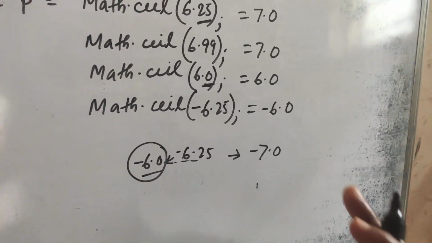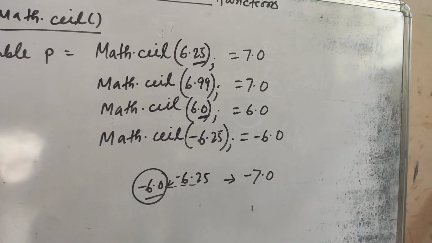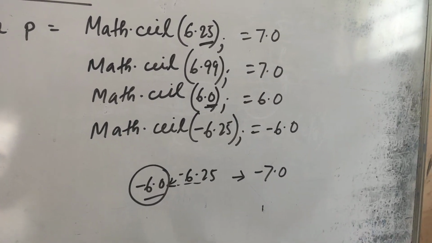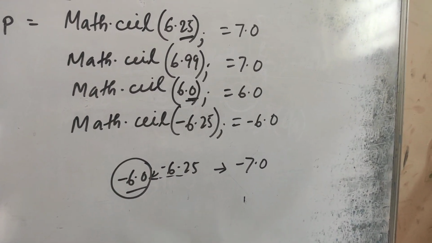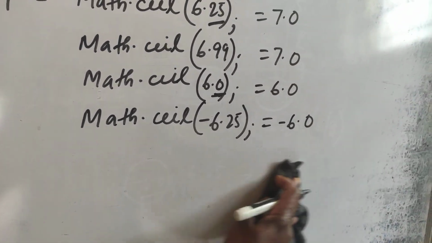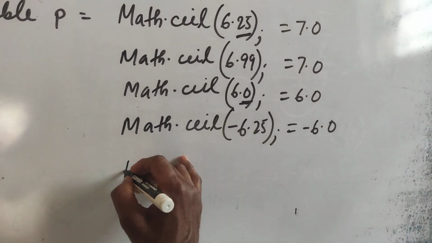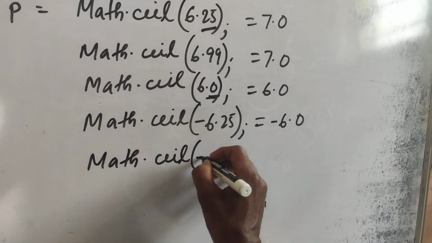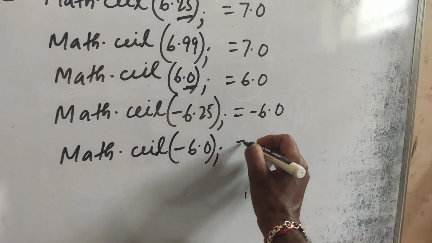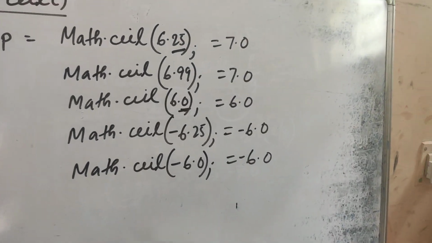Next, always remember that the Math.ceil function always gives the next higher integer, whether it is positive or negative. Next higher integer. Okay. Math.ceil. If I write Math.ceil of minus 6.0, the answer is minus 6.0 only.